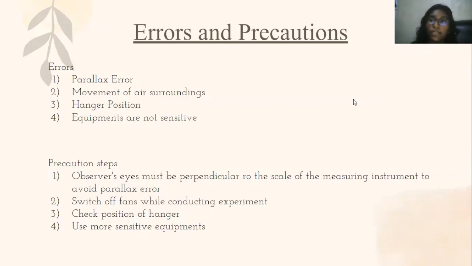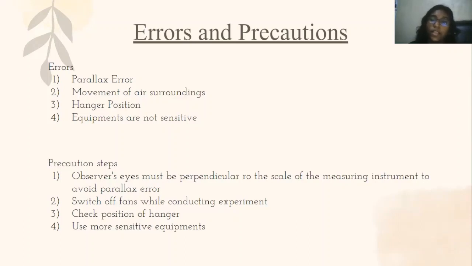First error is parallax error. Parallax error occurred due to the relative position of the observer's eyes to the scale. Hence, make sure that the level of the observer's eyes is perpendicular to the scale of the measuring cylinder when taking the reading. The movement of air in the surroundings may affect the equilibrium of the beam. Make sure that the fans in the laboratory are switched off when carrying out the experiment.